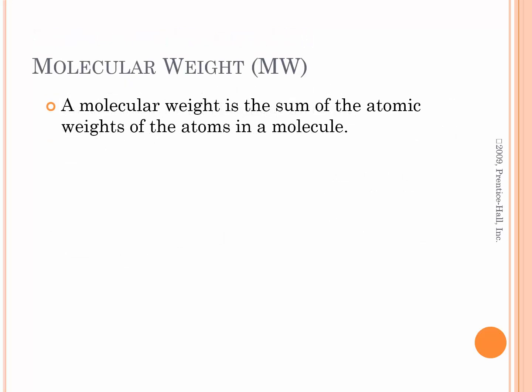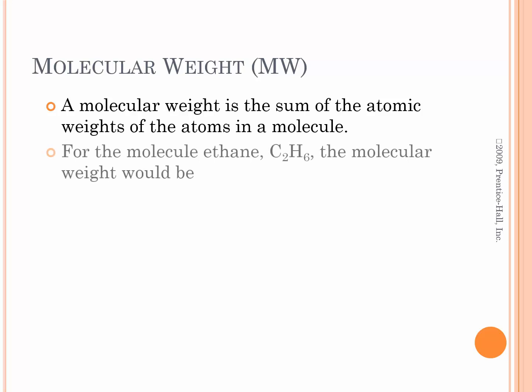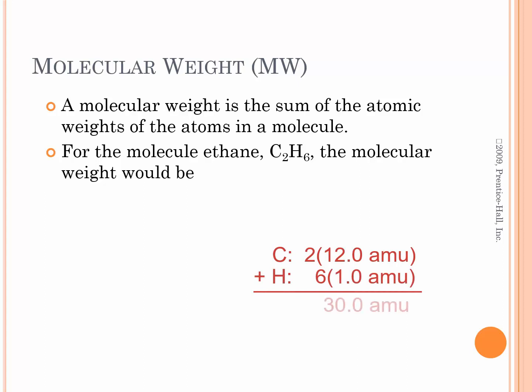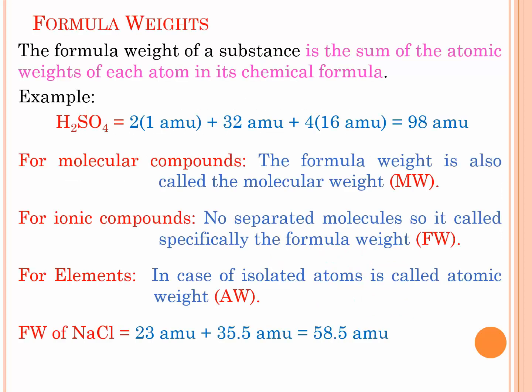Formula weights are generally reported for ionic compounds, usually. Molecular weight is the sum of the atomic weights of the atoms in a molecule. So for the molecule called ethane, C2H6, the molecular weight would be 2 carbons times 12 AMU, and 6 hydrogens times 1, and the total is 30. So again, the formula weight of a substance is the sum of the atomic weights of each atom in its chemical formula. Example, H2SO4: 2 hydrogen atoms times 1 AMU, 32 for sulfur, 4 times 16 for oxygen, the total is 98.